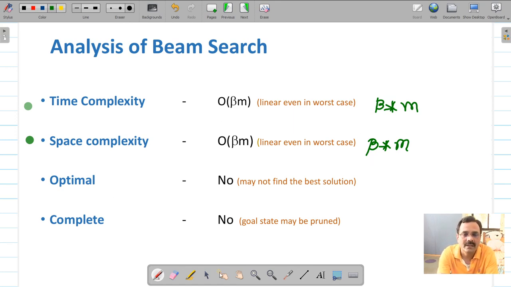Come to the optimality. Optimality refers to whether the algorithm will give you the best path.